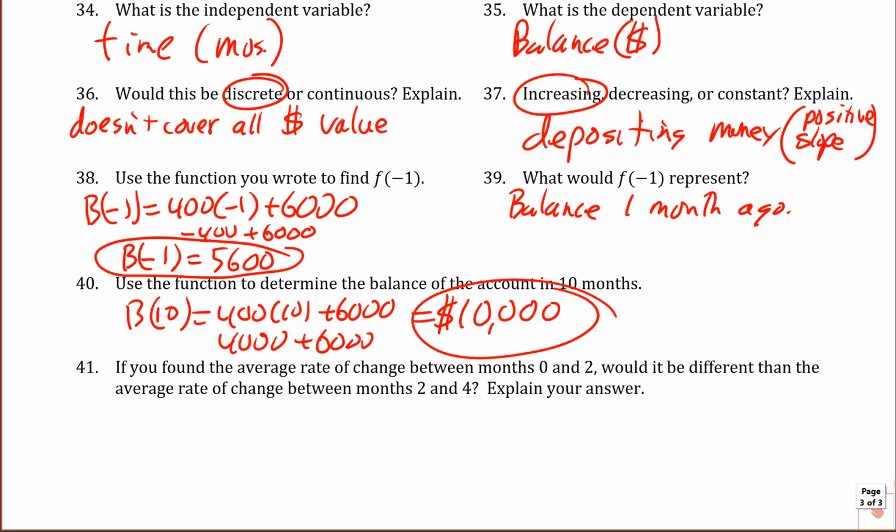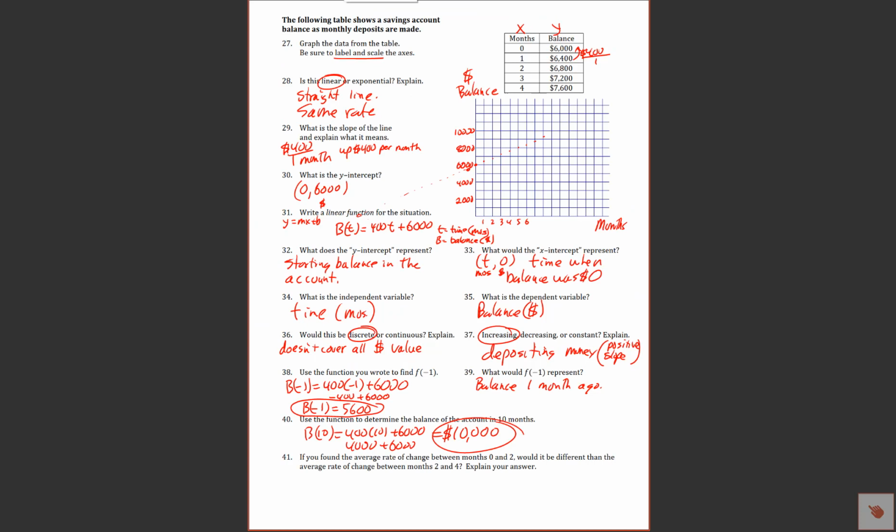And then on this last part, it says if you found the average rate of change between months 0 and 2, would it be different than the average rate of change between months 2 and 4? Explain your answer. So we're going to come back here and take a look at this. Between months 0 and 2, it went up $800 in 2 months, so that's $400 per month. Between months 2 and 4, it went from $6,800 to $7,600. So again, that's $800 in 2 months, so again, that's $400. So would it be different? The answer to that is no.